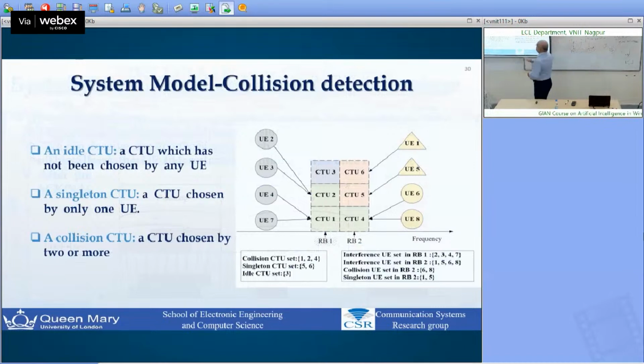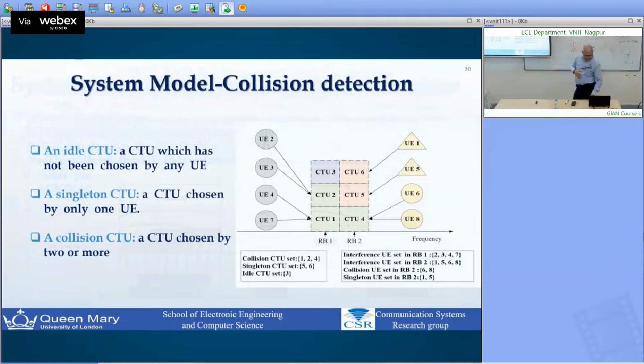Now the question is, here user equipment 4 and 7 selected CTU 1, so collision will occur. Here, CTU 2, 3 and 2 selected, the collision will occur. Here this CTU is idle, nobody selected. This CTU only 1 and 5 selected. So there are 3 categories we are going to have. One is idle CTU, no one selected that CTU. Another one is singleton, only one user selected the CTU. The third one, more than one user selected the CTU. 3 scenarios we are going to have.